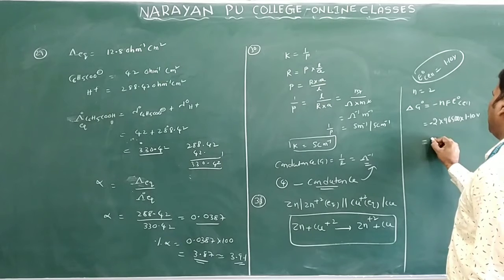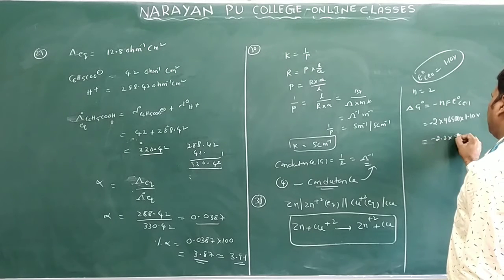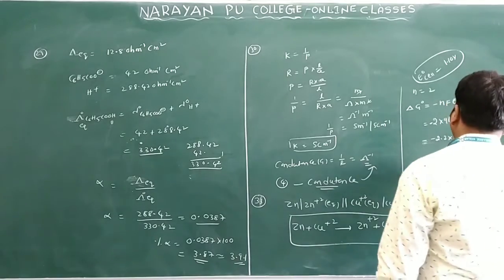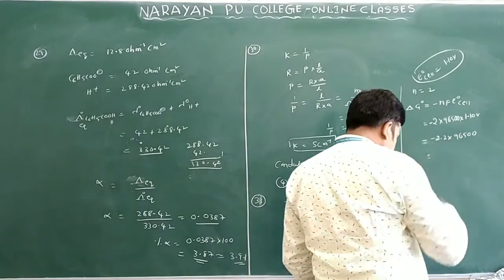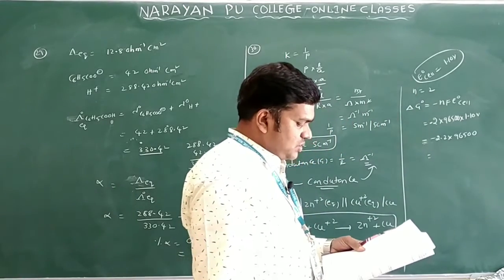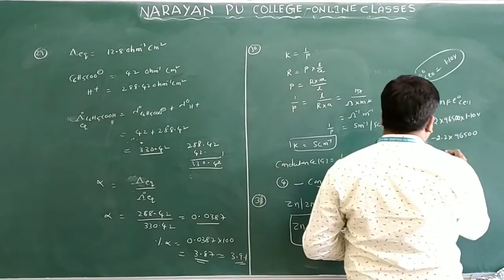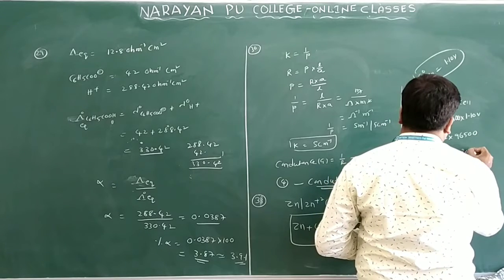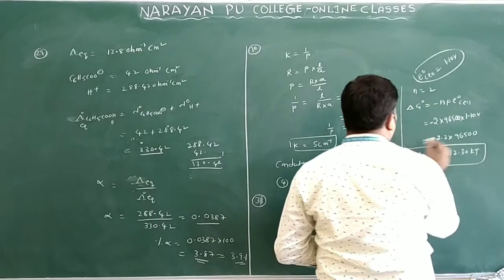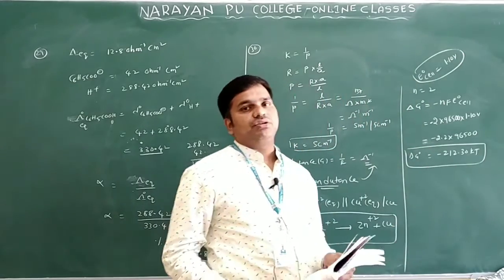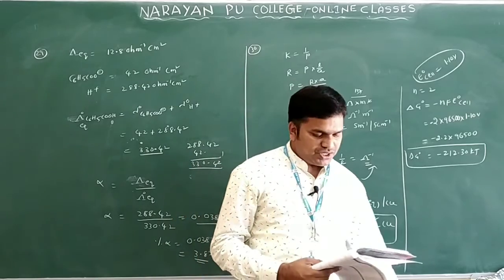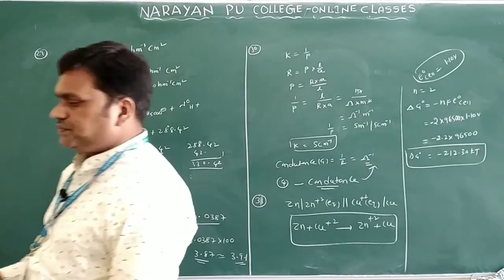So what will be here? Minus 2 into 96500 into 1.10. You multiply, then you get the answer. So approximately we get minus 202.30 kilojoules. You multiply, then you convert joules into kilojoules. So we get minus 202.30 kilojoules. So this is question number 33.